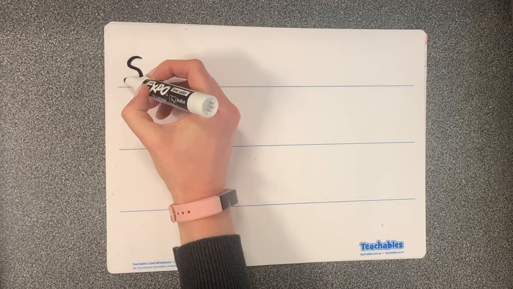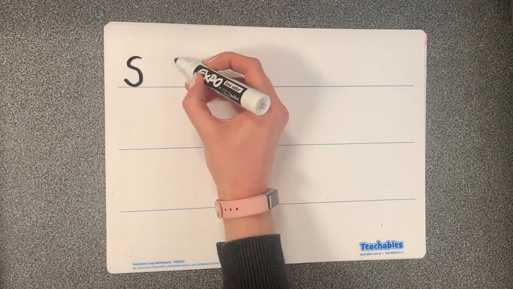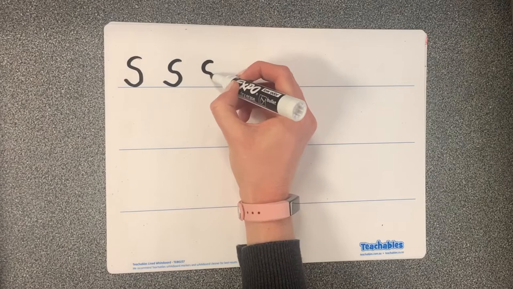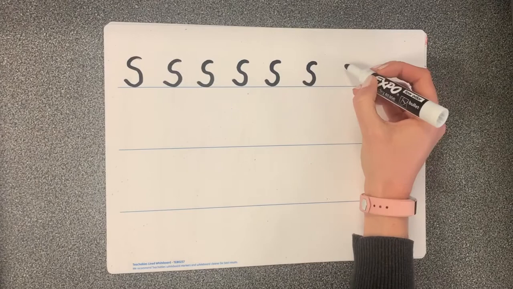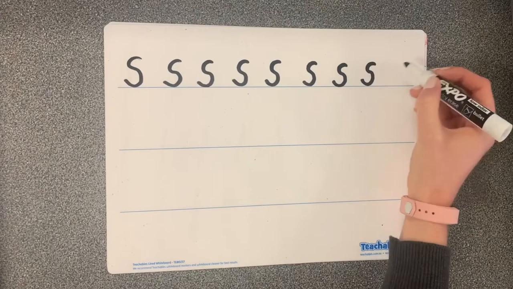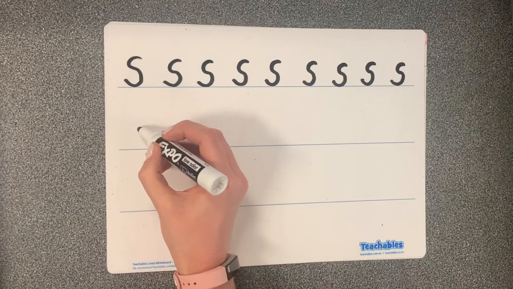So we'll begin here. Back, forwards, back. Back, forwards, back. This is a bit of a tricky one. Just make sure that you go backwards first, because it's easy to draw this one the wrong way. Backwards, forwards, backwards. Well done. We're at the end of the line, so let's sweep down. Keep going. Make sure your S is sitting on the line.